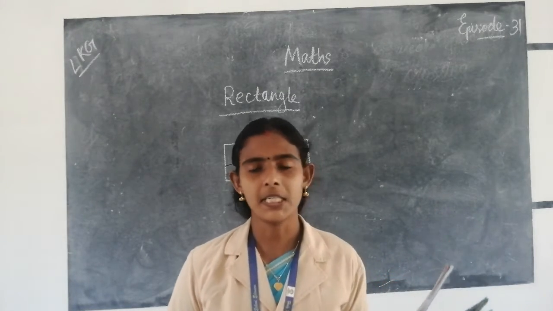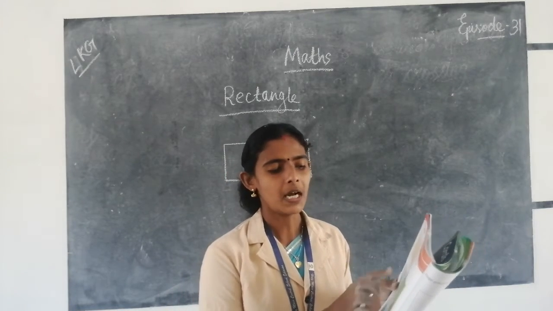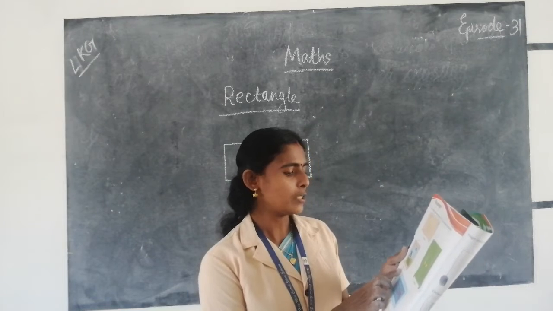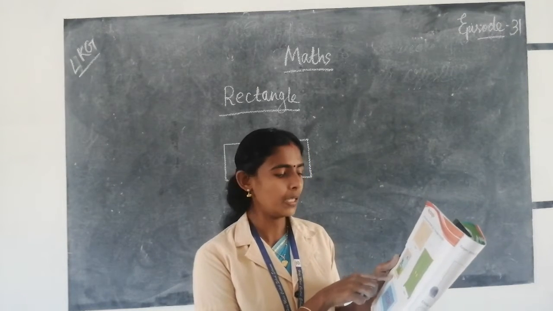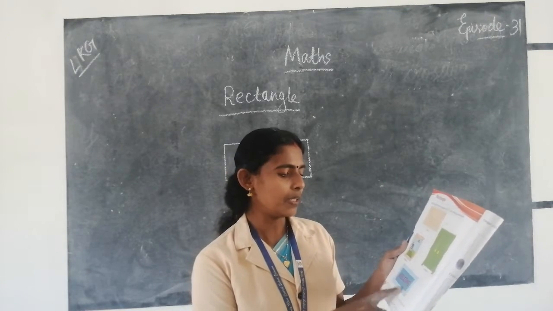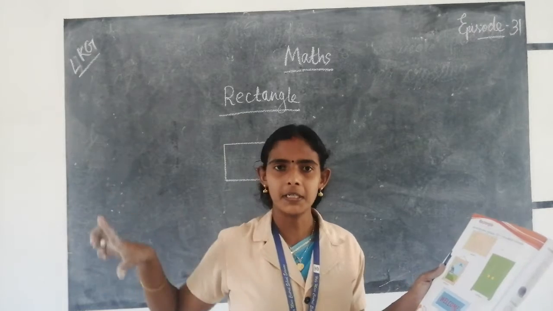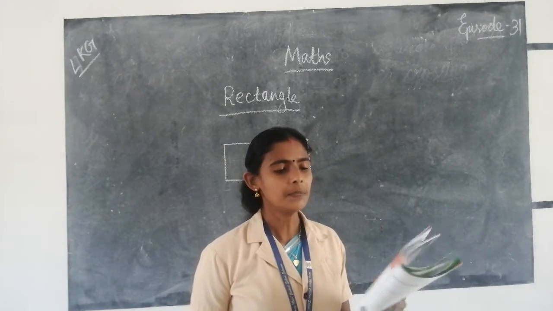The cupboard is the shape of a rectangle. So you have to join all the dots. Next, the photograph is the shape of a rectangle. Join this dot. Next, the doormat and the welcome writing are the shape of a rectangle.